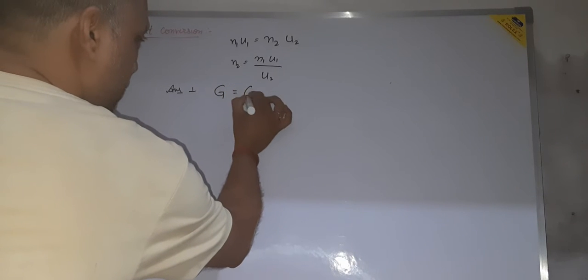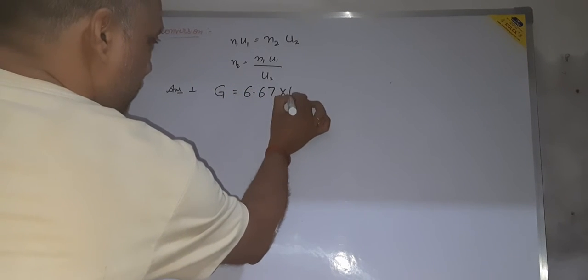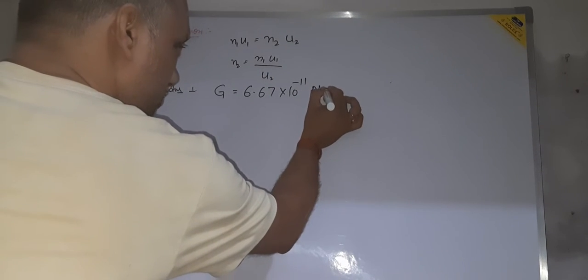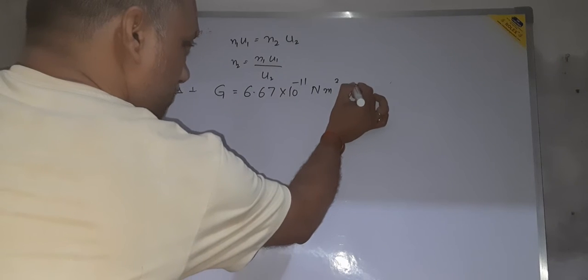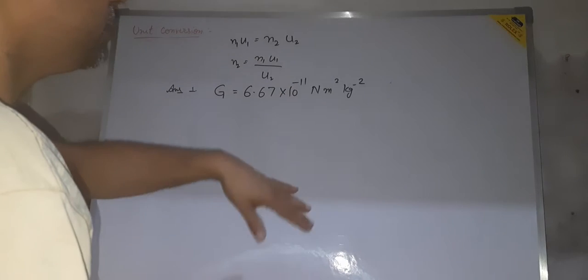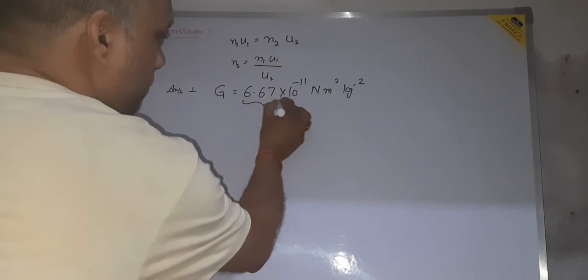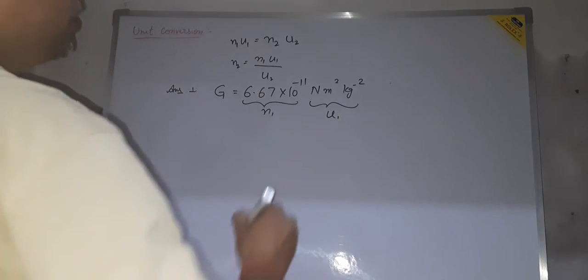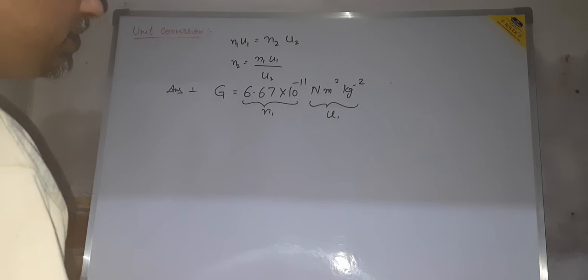So capital G is equal to 6.67 into 10 to the power minus 11 Newton meter square kg minus 2. This is the complete value of G. You want to convert this SI unit into the CGS unit. So this one becomes your n1, and this one becomes your u1. And you want to convert them into the CGS unit.